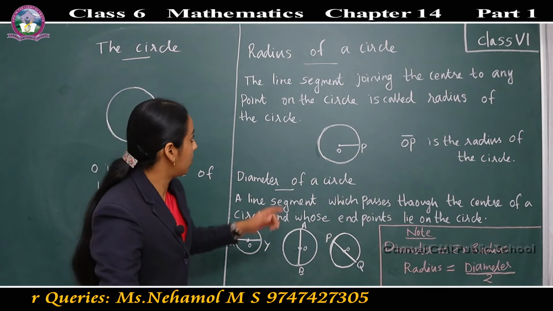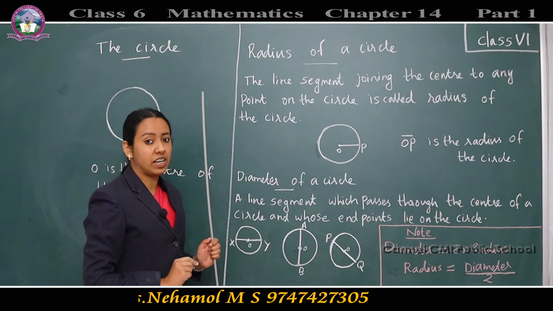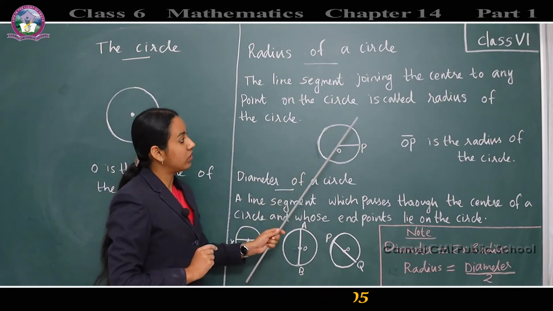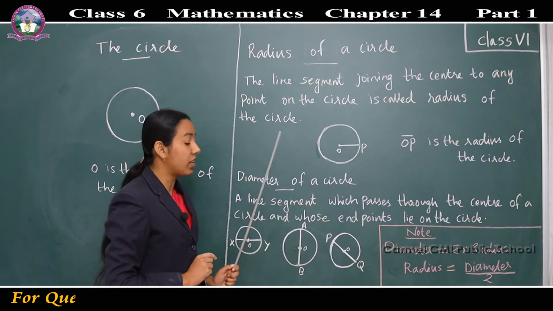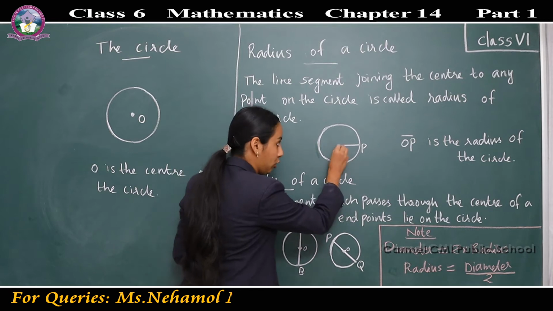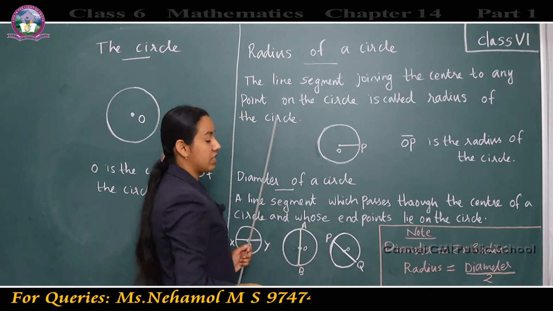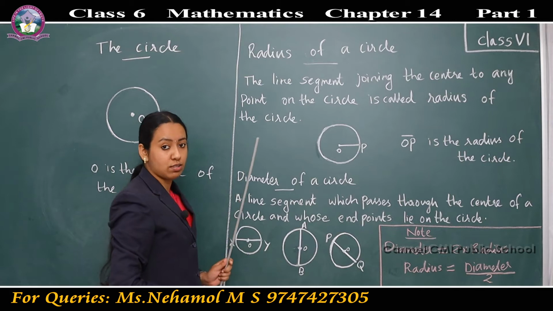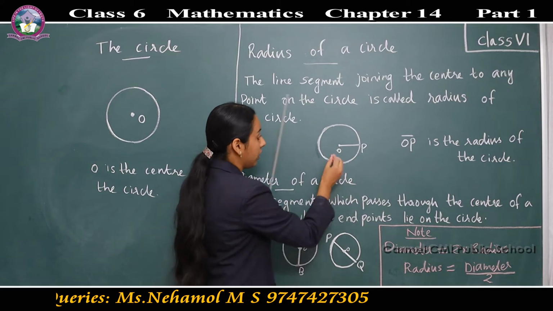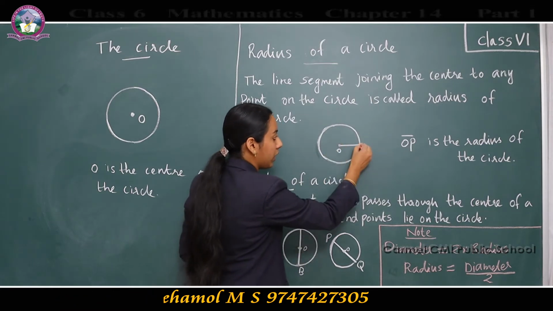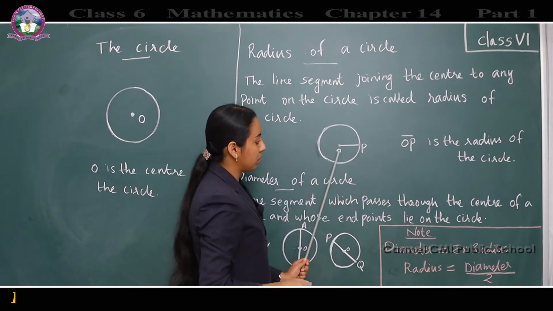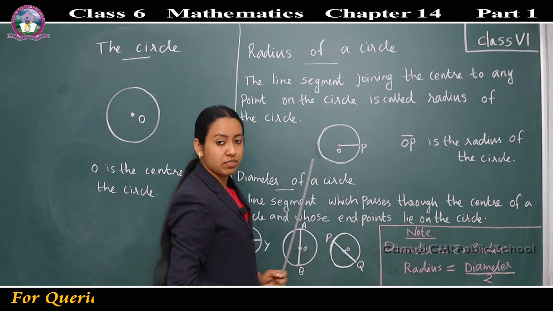Then the radius of a circle. What do you mean by radius? The line segment joining the center to any point on the circle is called the radius of the circle. Here OP, line segment OP, is the line segment joining the center O to any point on the circle. If it is point P, then line segment OP is the radius of the circle.